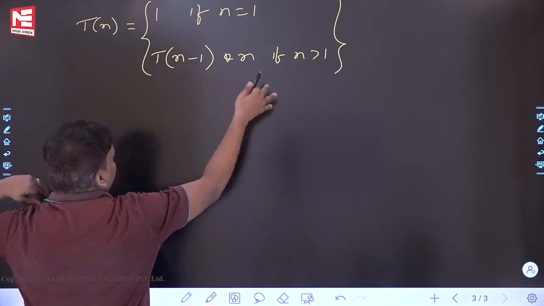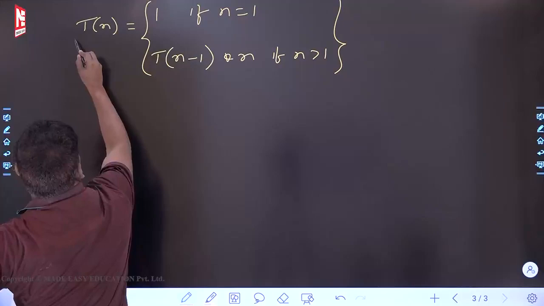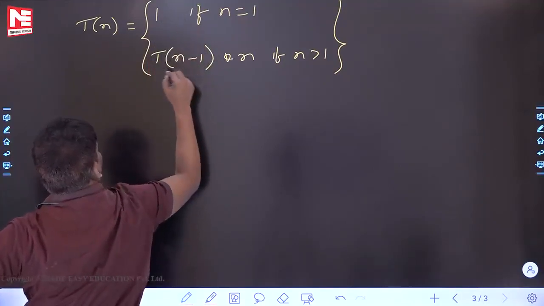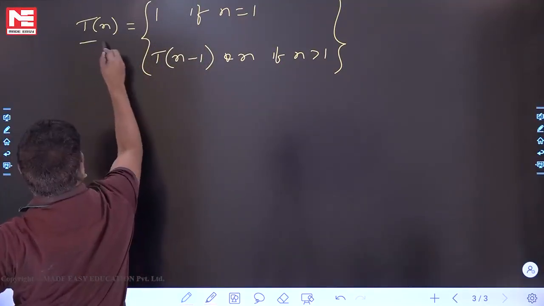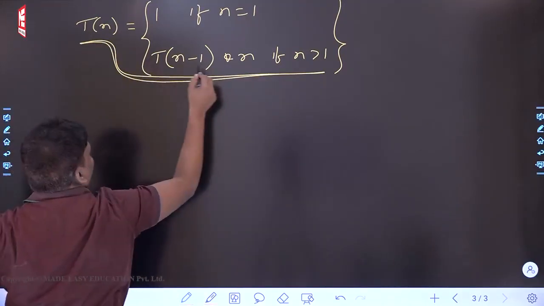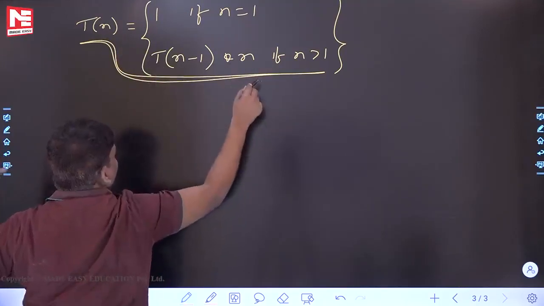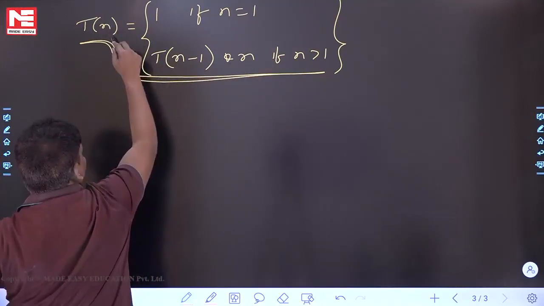If you want to solve this using the substitution method, let's concentrate only on the second part. It is the if part, and it is the else part. Concentrate on the else part. This is our goal. Read it: Tn is equal to Tn minus 1 into n. If you are okay with that, please verify by substituting different numbers.